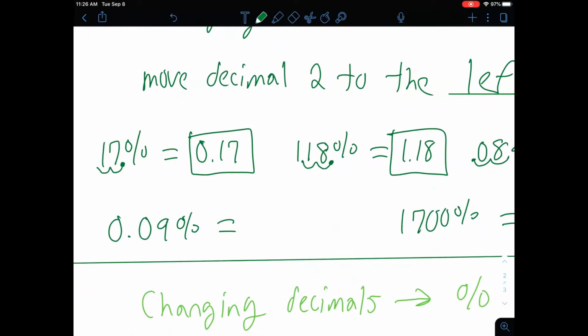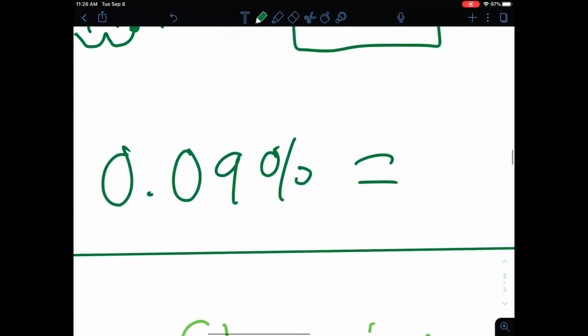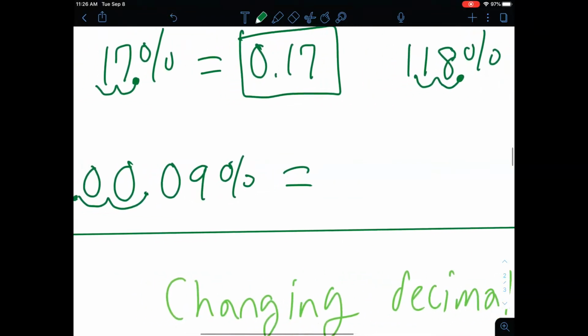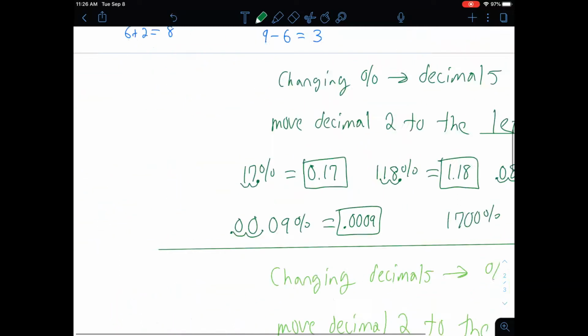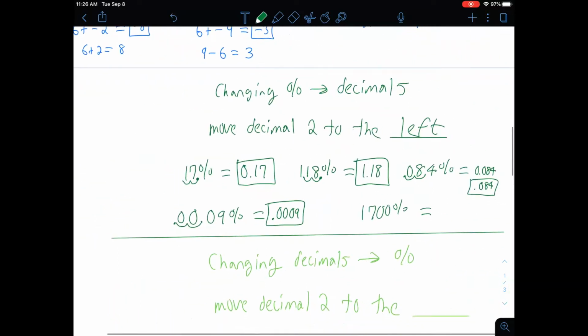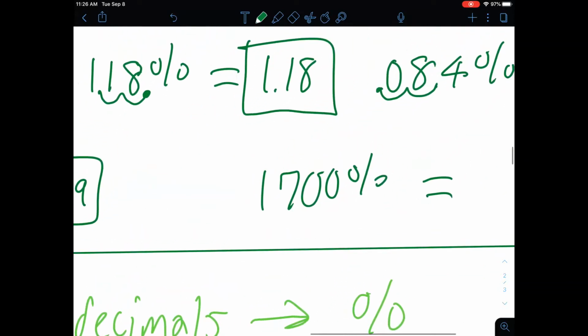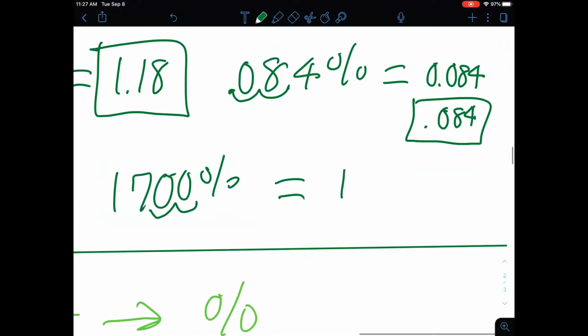All right, what about 0.09%? 2 to the left. 1, 2. Now, this is a long one, it's going to be 0.0009. That's our answer for this one. And 1700%, we're going to move 2 to the left. 1, 2. It's going to be 17.